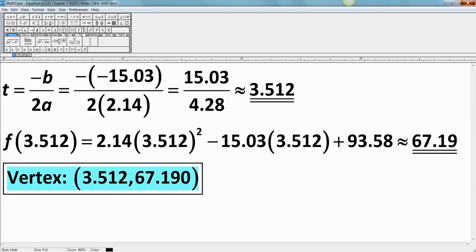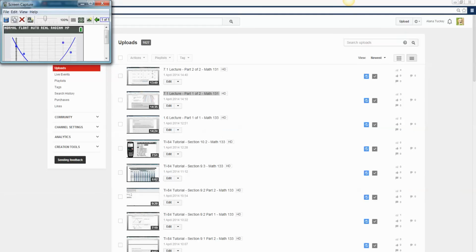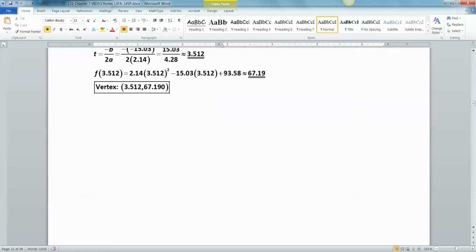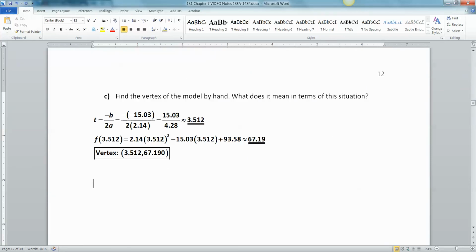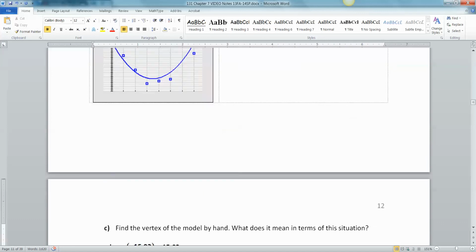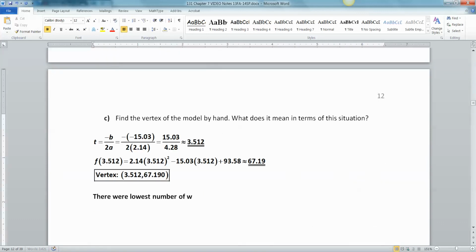Now we have to explain what it means. So this is about the number of wildfires. You got to explain that it's the minimum or the maximum, right? So it was the lowest number of wildfires. You have to say that word. Or if it was the maximum, it would be the highest number, right? Remember your graph. You're finding this point down here at the bottom. So there were the lowest number of wildfires.